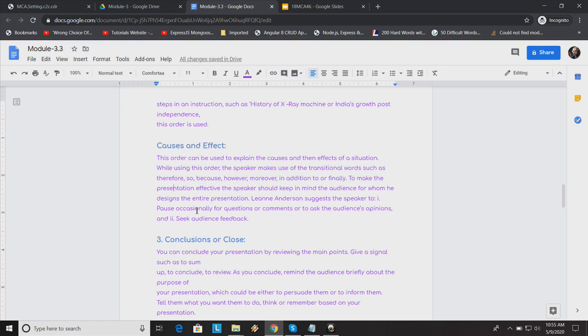If you say those in a much bigger tone, for example, I'll give an example: therefore, MCA is a much more profound PG course in Belgaum. If you do the admission at Jain College, for that reason it makes some sense now. For that reason, Leonie Anderson suggests that the speaker pause occasionally for questions.